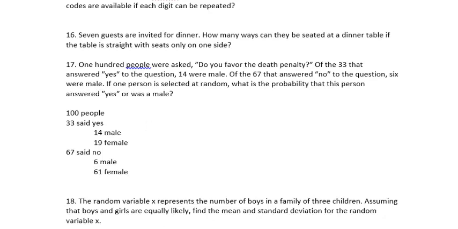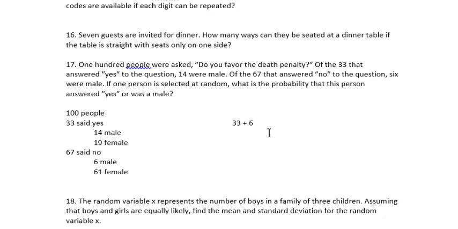So we have an OR question here. So for OR, we need to figure out the number of people that either answered yes or are male. Okay, so the people that answered yes was 33. Now other people that could also qualify are these 6 male people. So you have the 33 that answered yes, plus you have the 6 male people that answered no. Those are all the people that would qualify for this group.